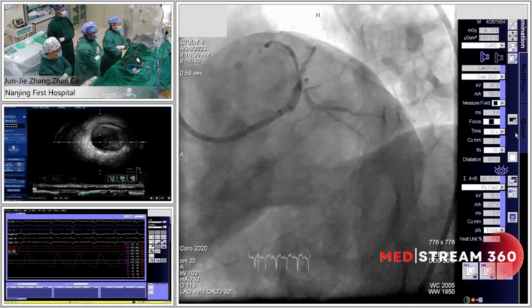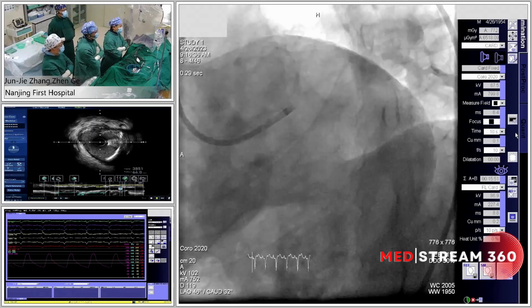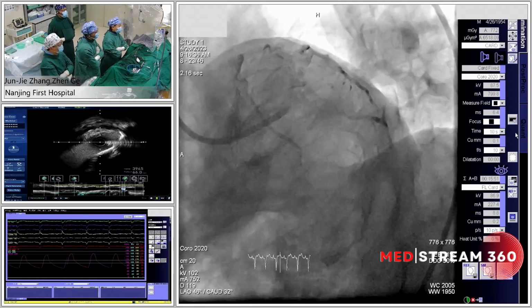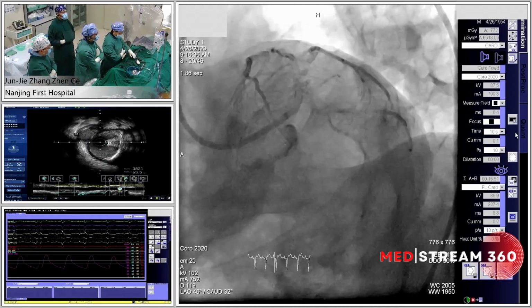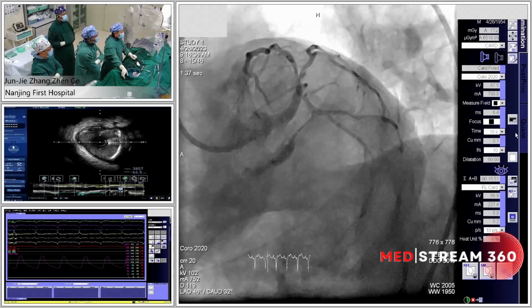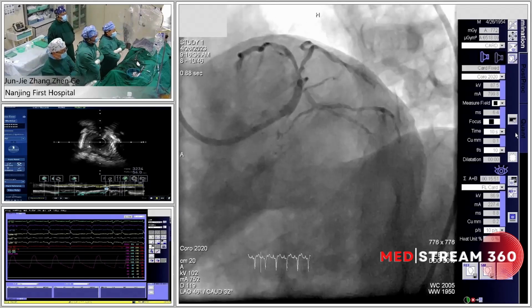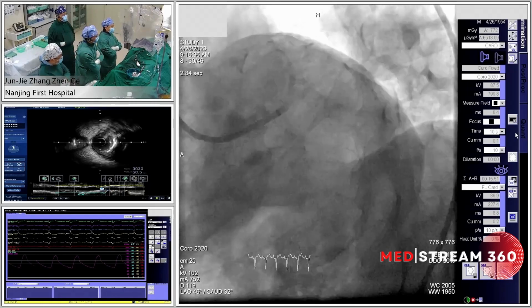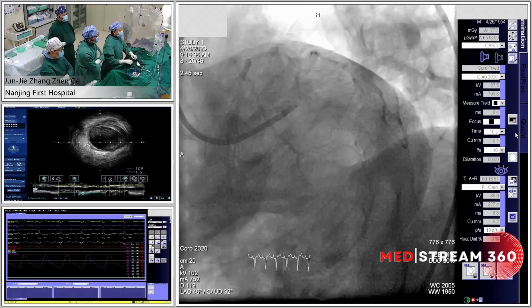But another issue is severe calcification from the distal left main to the middle LAD. So, what's the strategy for this calcification? Rota or IVL or others? Probably intravascular imaging gives us some important information to guide us to use this tool.